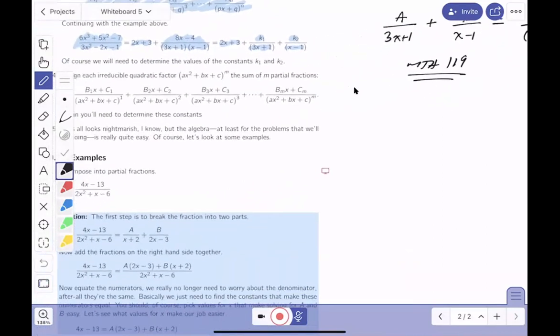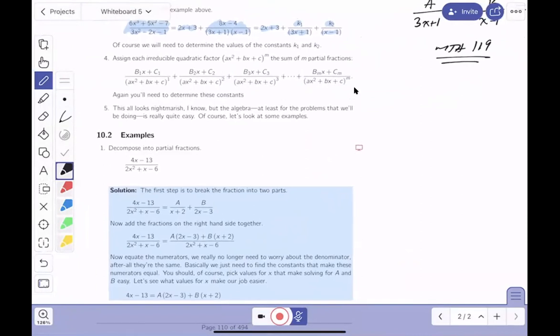Okay, now when we get to the irreducible quadratics, these things over here, let me go to that. When we get to irreducible quadratics, this looks strange to a lot of students. We assign a factor on top that's linear. All right. So let me repeat this. These linear factors like 3x plus 1 get assigned a constant. The quadratic factors in the bottom would be assigned a linear, like mx plus b or something. We'll use letters for that.